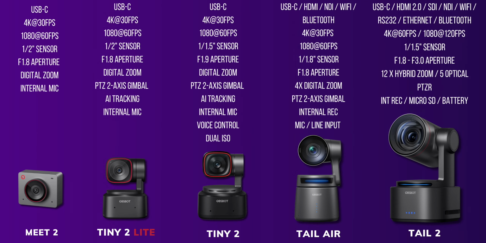Now, each of these cameras has a different set of specifications. Some support pan tilt zoom, some have optical zoom, some have digital zoom, some have voice control, some don't. You can see from the specs here the ones that support voice control versus the ones that don't. So for example, if you want a camera with voice control, a little bit better image quality and other things like that, then you might want to go for the Tiny 2. And if you want to connect via HDMI, then the first camera in this list is the Tail Air.